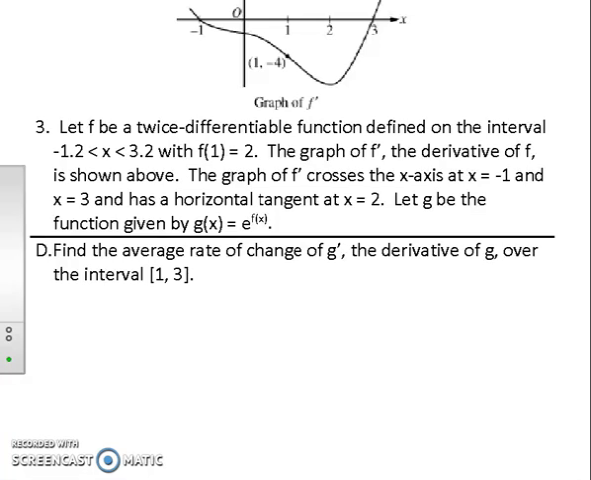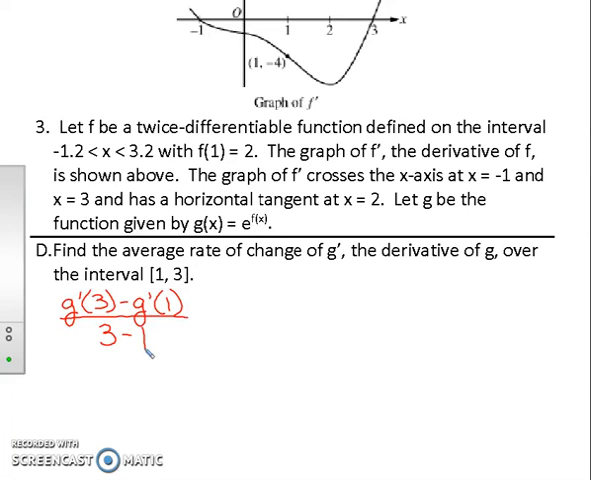And then D. D wants the average rate of change. This is way, way back. Like, this is just good old middle school slope. This is how we began rate of change before we knew anything about derivatives. So if they want the average rate of change of g prime over the interval from 1 to 3, that means they're looking for g prime of 3 minus g prime of 1 over 3 minus 1. So that means we have to actually find values for g prime of 3 and g prime of 1.